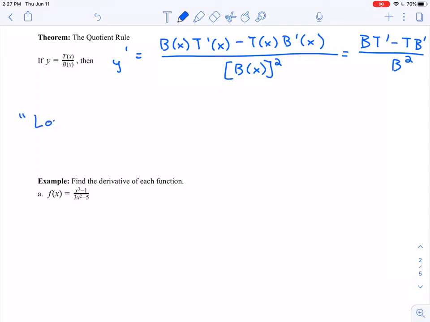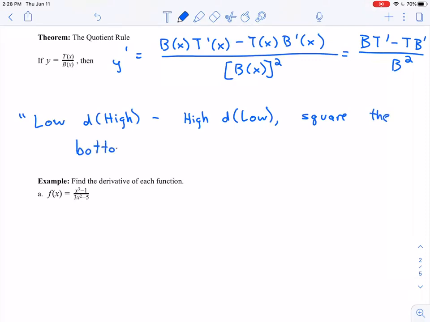It goes: low, d high, minus high, d low, square the bottom, and away you go. Here's your quotient rule. Now, it sounds silly if you say it out loud to yourself, but if I get the right answer, I don't really care.